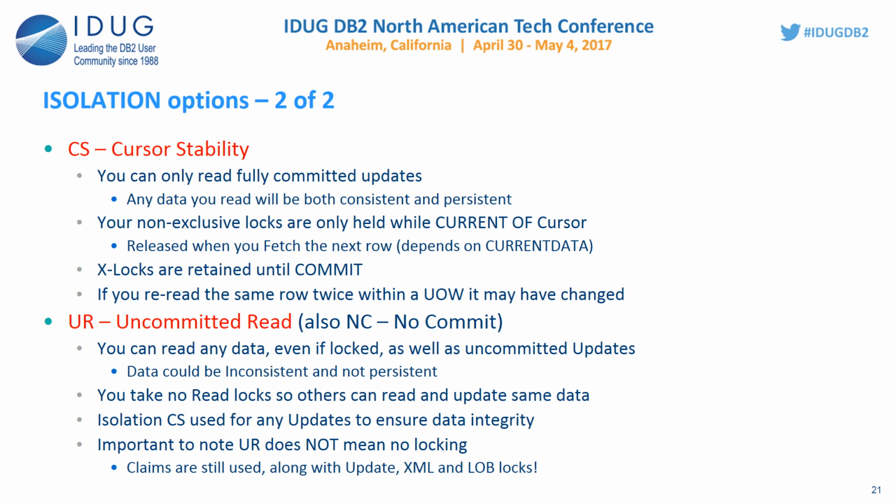Now, it's important to note that uncommitted read does not mean no locking. What it means is that DB2 is not going to take page and row level locks. You could end up with update locks, you could end up with XML locks, you could end up with LOB locks. So you do get locks, and later on I'll talk about claims, and you're definitely going to get claims with an uncommitted read application.